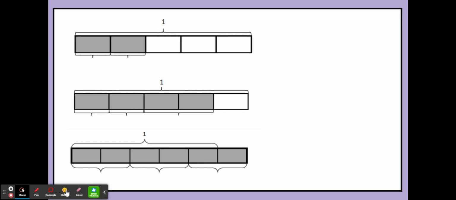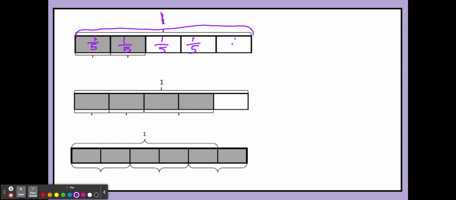So I'm going to go through the problem set so that you can do this independently. So at the top, the first one, there are 5 pieces, and this is showing us that it's one whole. Okay, so each piece is going to be equal to 1/5. So each piece of this is 1/5. Because the 5 shows us how many total pieces there are.